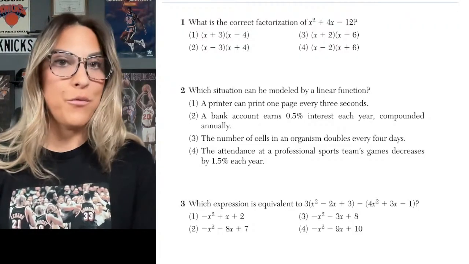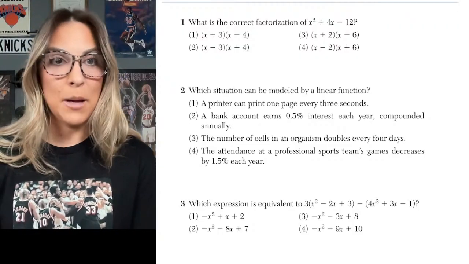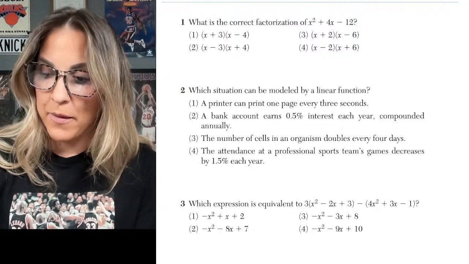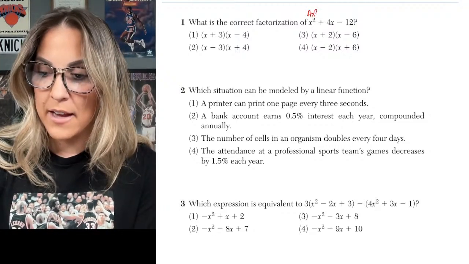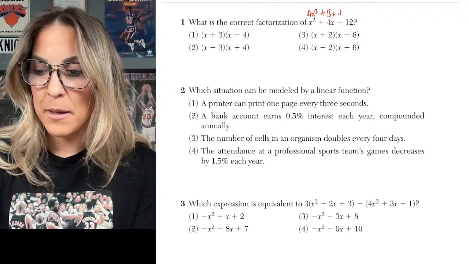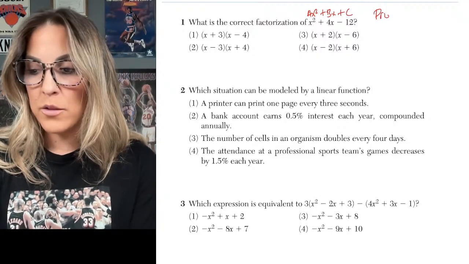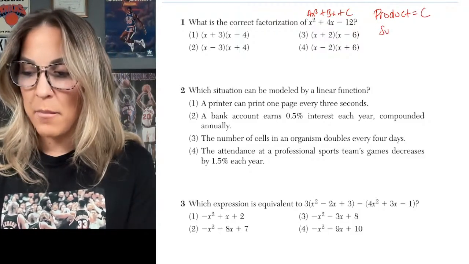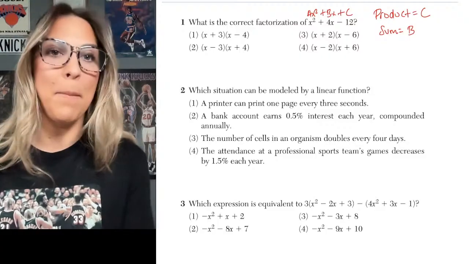The way that we're going to factor this is with the product and sum method, or maybe your teacher called it the AC method. So when I think about the AC method, this is ax squared plus bx plus c. When I say product and sum, the product is c. The sum, and I'll explain what this means in a second, is b.